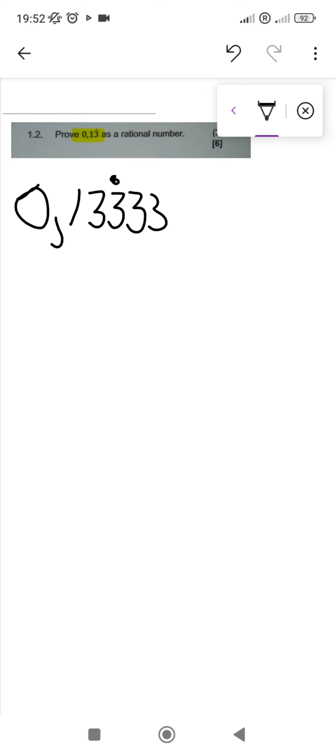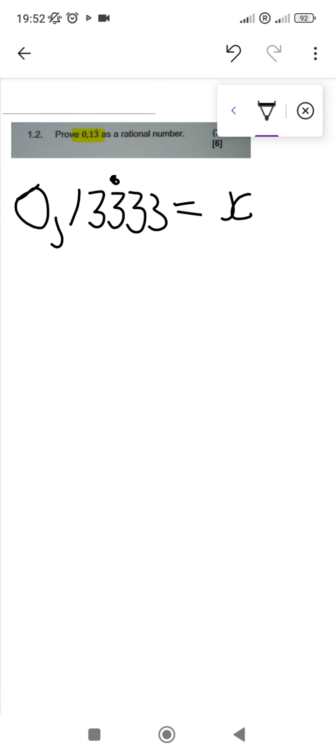Right, let's look at the question that is above. So now in this one, we have 0,1 with 3 recurring. Okay, so we know there's going to be a couple more threes there. That's what the recurring dot tells us. As we've mentioned in the previous video, we start by equating this to x.